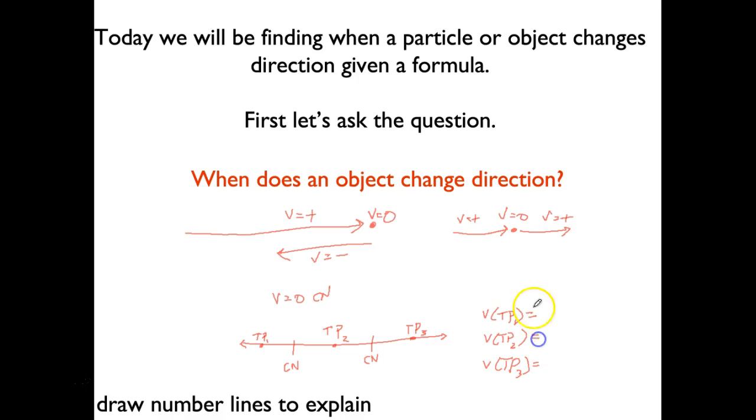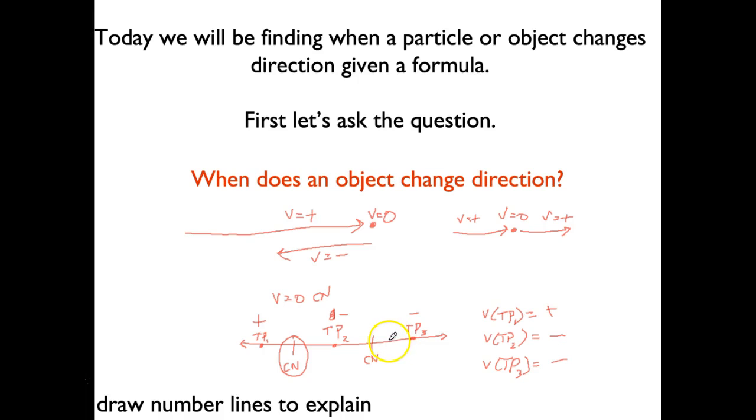And let's say I plug them in and I get, at test point 1, a positive velocity. At test point 2, I get a negative velocity. And test point 3, I get a negative velocity. So like this: positive, negative, negative. Okay, when did I change direction? Well, I changed direction right here at this critical number, when the velocity was equal to 0 and it switched signs. I did not change direction here. I just came to a stop and then I continued to walk to the left.